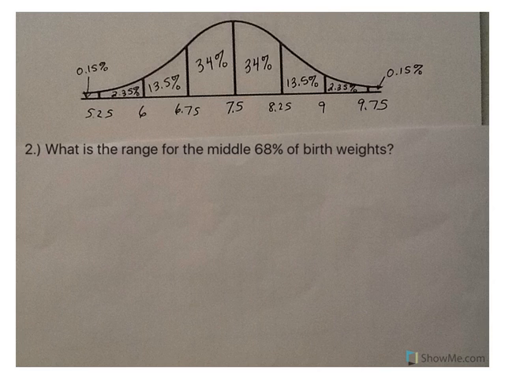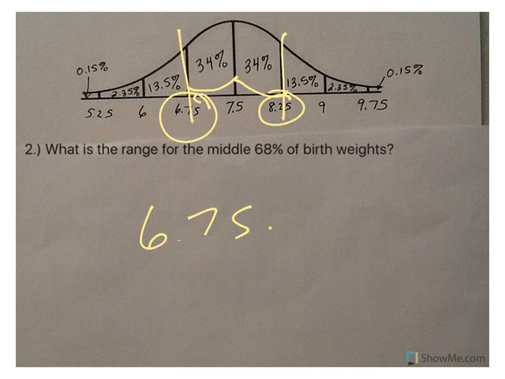So number 2, what is the range for the middle 68% of birth weights? Well, remember, 68% is one standard deviation on each side, 34 and 34. So we're going to go from 6.75 to 8.25. That means we would expect 68% of our births to be between 6.75 pounds and 8.25 pounds.